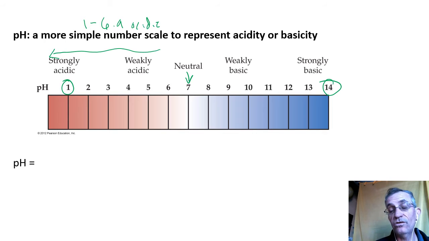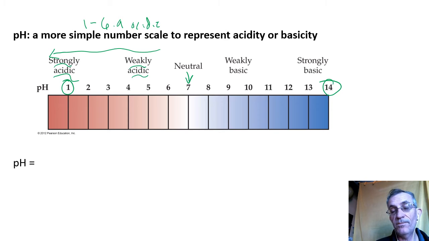Now, the closer you get to 1, the more acidic you are. If you're just a little bit less than 7, you're slightly acidic. If you are way less than 7, like 1 or 2, you're really acidic, strongly acidic. So the most acidic things are going to have really low values, like a pH of 1, for example.